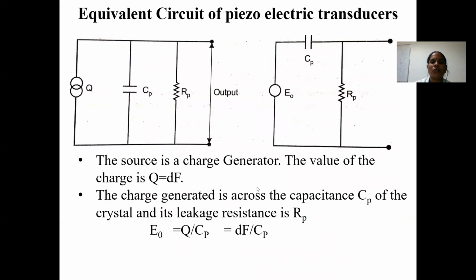So, equivalent circuit of a piezoelectric transducer. The source is a charge generator. As we have seen already, the source is a charge generator. The value of Q is equal to dF, that is, how much pressure you are giving, the charge value will be different. So the charge generated is across the capacitance Cp of the crystal and its leakage resistance. Across your resistance and capacitance, you will be getting your voltage.